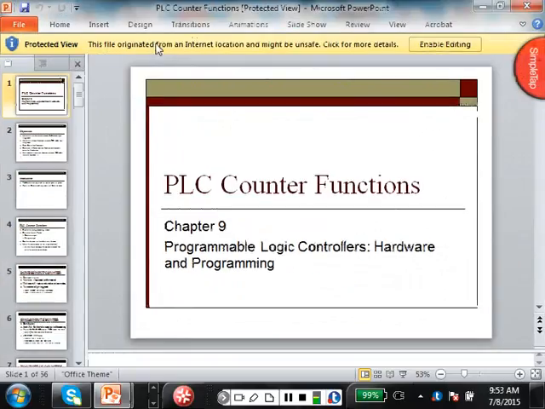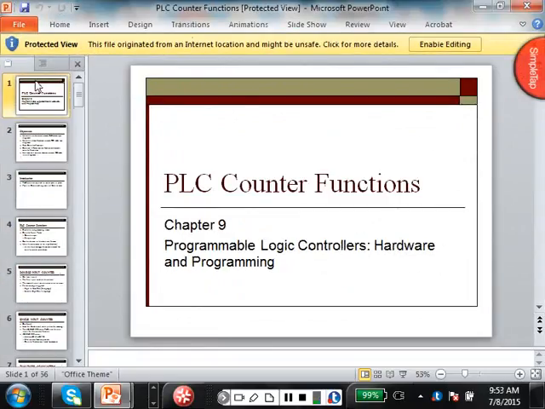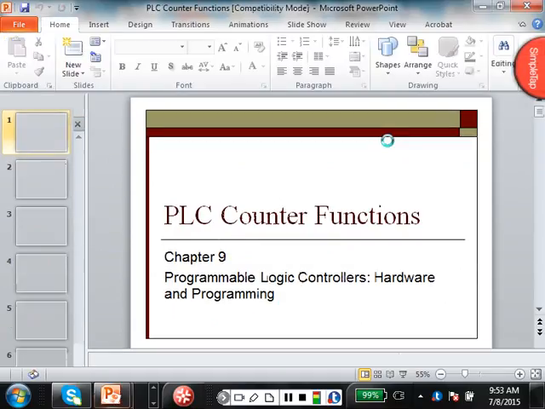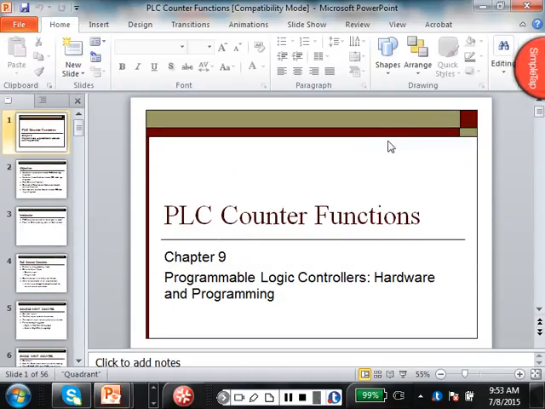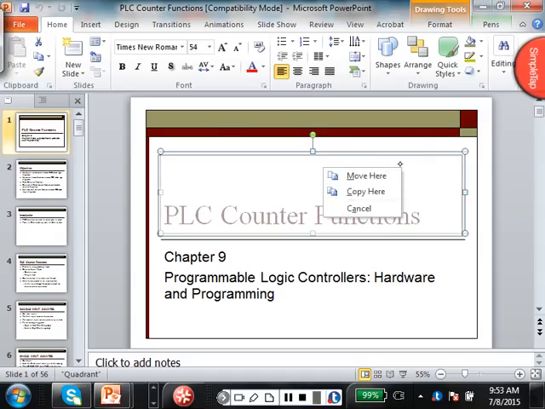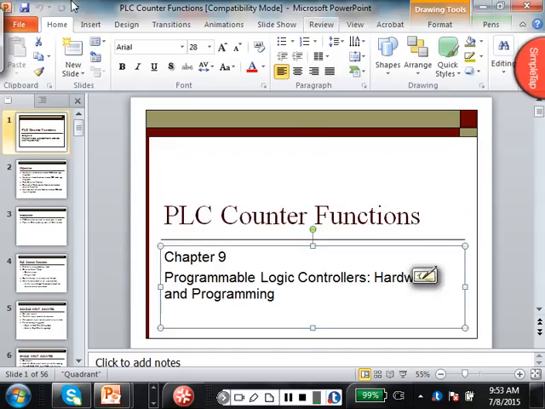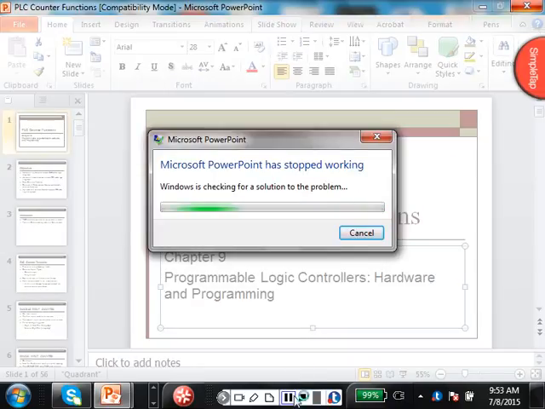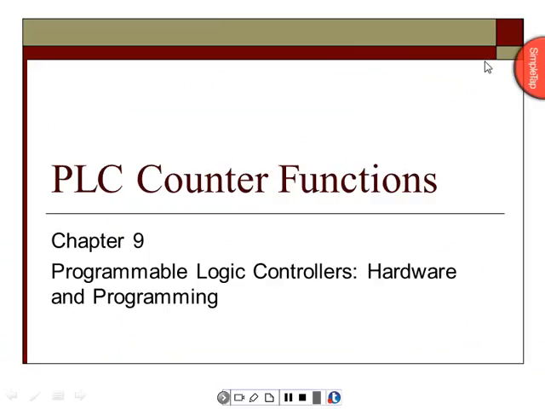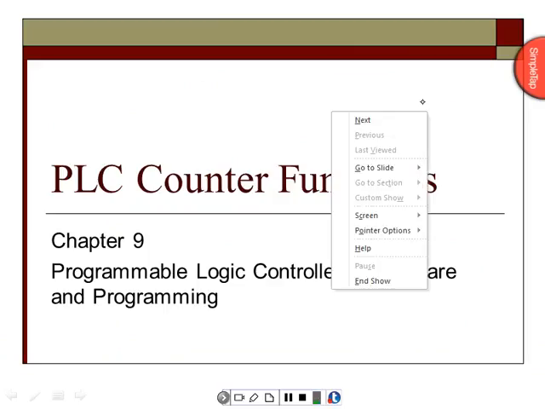When you get into, if you look at the PowerPoints on Blackboard, the counters have a lot of slides. Okay, it has 56 slides. But there are probably 20 slides that are identical. Okay, let's go through counter functions.